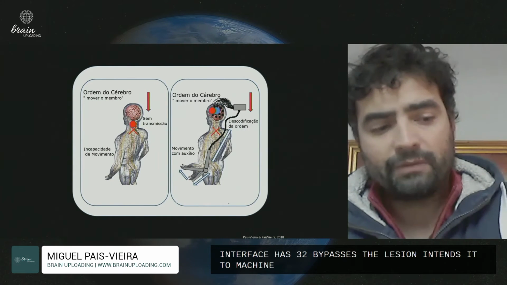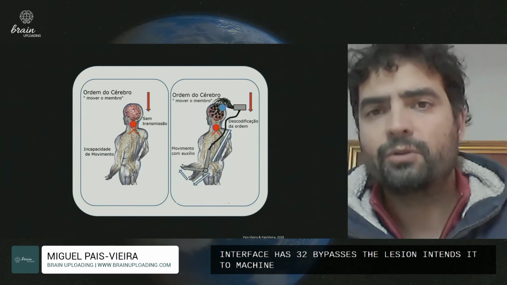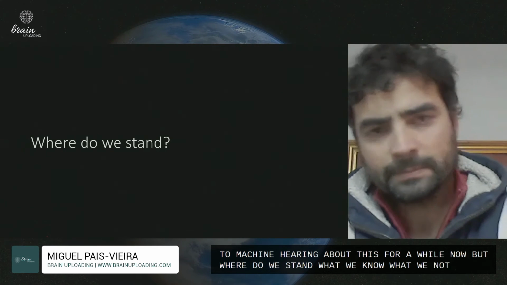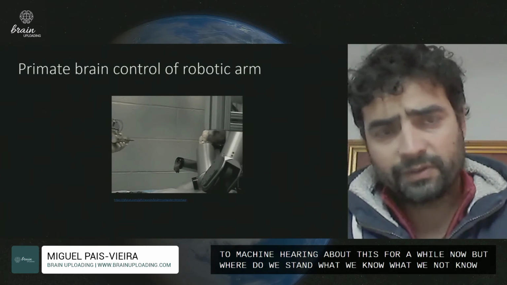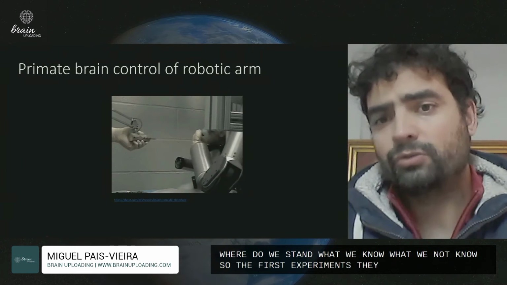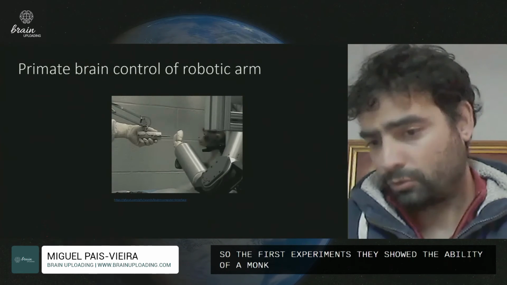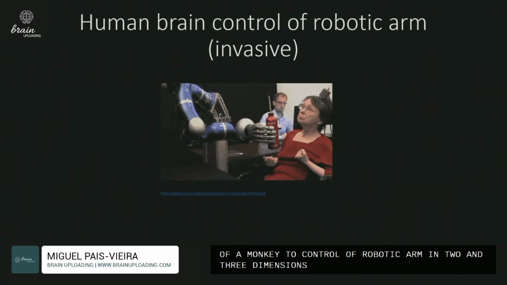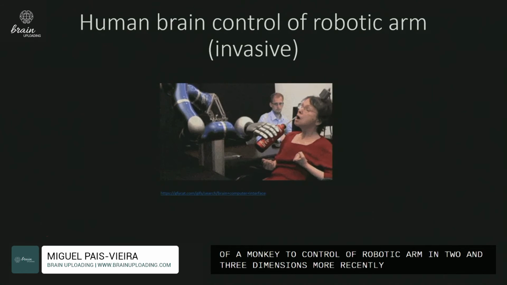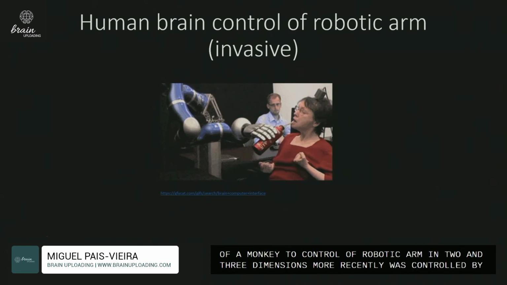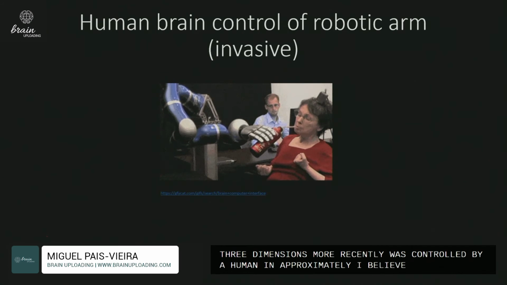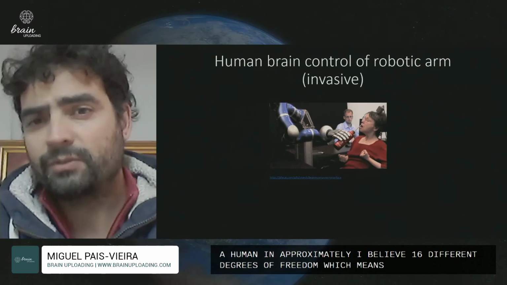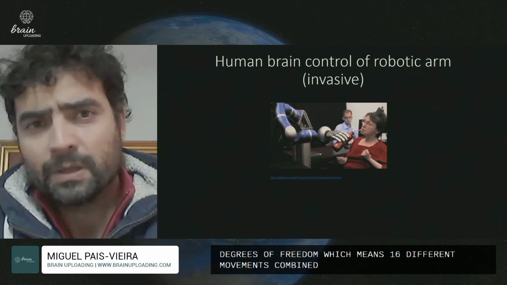Everyone has been hearing about this for a while now, but where do we stand? What do we know? What do we not know? So the first experiments showed the ability of a monkey to control a robotic arm in 2 and 3 dimensions. More recently, a robotic arm was controlled by a human in approximately, I believe, 16 different degrees of freedom, which means 16 different movements combined.